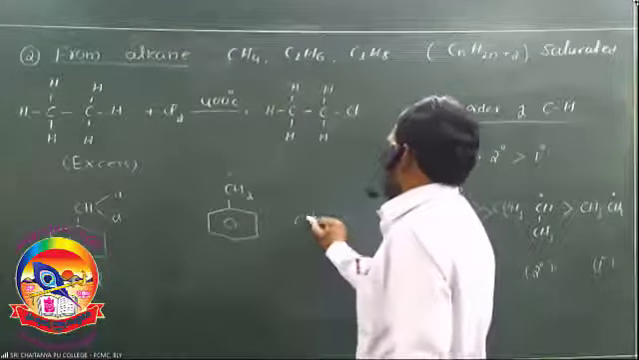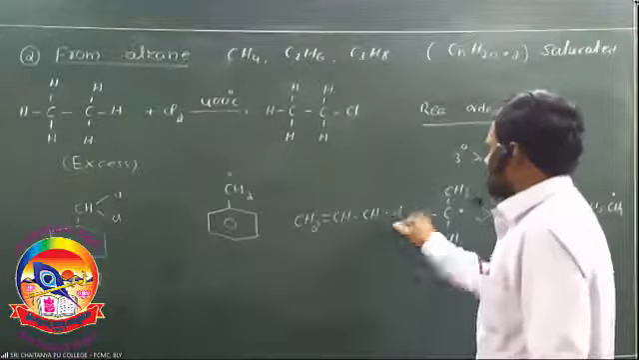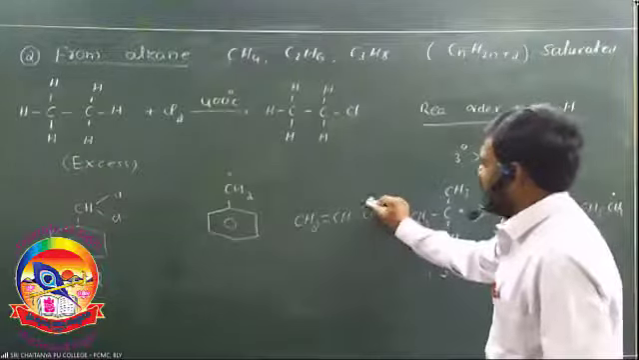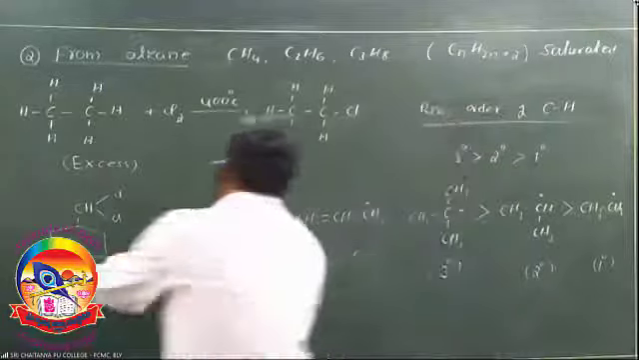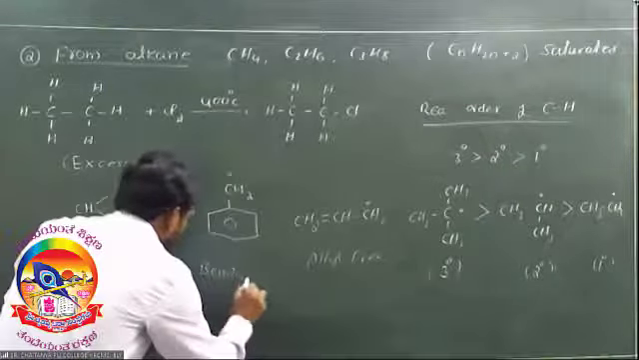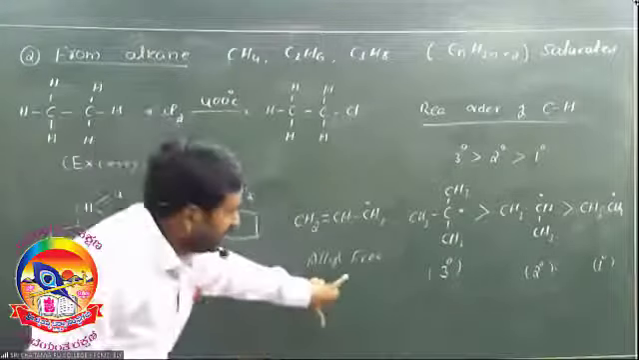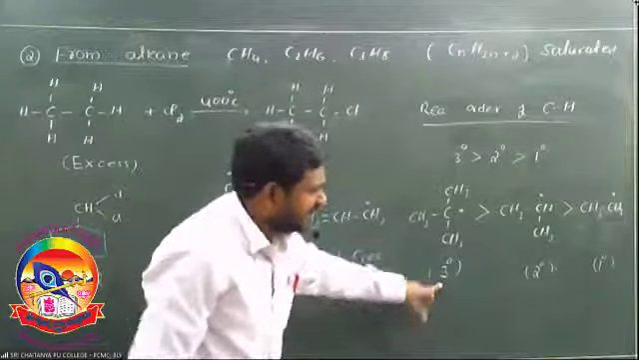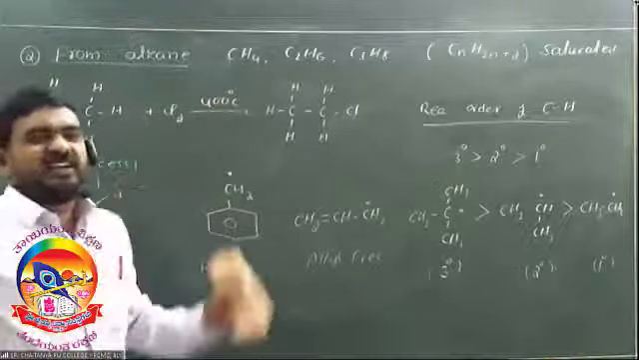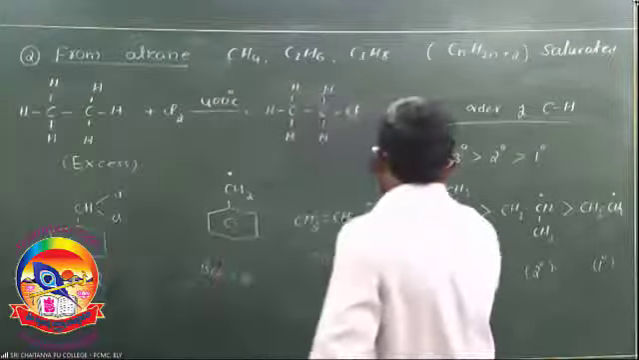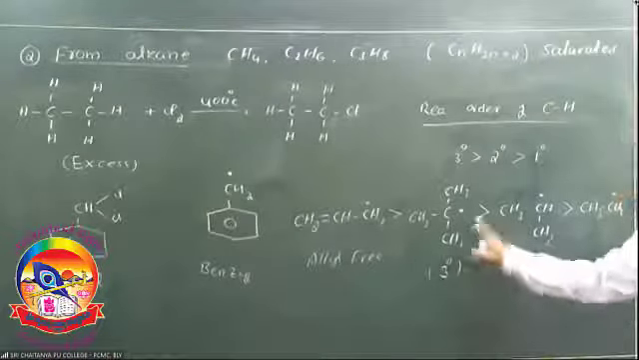Next one is the allyl: CH2 double bond CH CH2 Cl, allyl chloride. It is considered as an allyl free radical. So among benzyl free radical, allyl free radical, tertiary free radical, secondary free radical, and primary free radical, what is the correct stability order? Allyl free radical is more stable than even tertiary free radical.